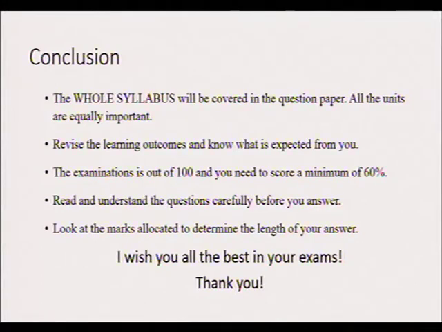Lastly, the whole syllabus will be covered in the question paper. All the units are equally important. So you should study and go through all the units in your study guide. Revise the learning outcomes and know what is expected from you. Revise and revise the learning outcomes at the beginning of your book or at the beginning of each and every chapter, and see what it is that you should know. And the examination for our subject is out of 100, and you need a minimum of 60%. 60% is just 60 over 100, and I believe you can score that.